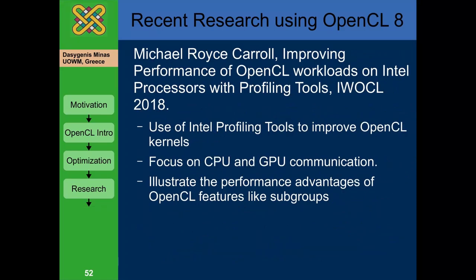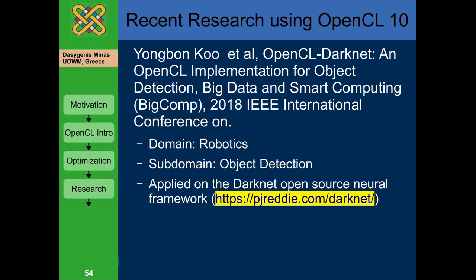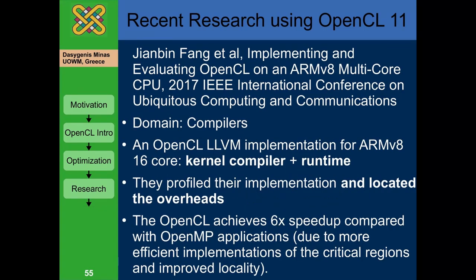Other, improving performance on OpenCL, how to make profiling help you to achieve your goals. And the data compression, they say how they used OpenCL to make a better compression algorithm. Of course, OpenCL in GPU here, and they have some interesting results. In robotics, they use object detection, again OpenCL code for a neural network, compiled and executed on this. Other, again on compilers, we have a kernel compiler and runtime for a RAM 16 core processor, because OpenCL consists of compiler and runtime, so you have to have both things to have a support for one device, and the authors propose this.